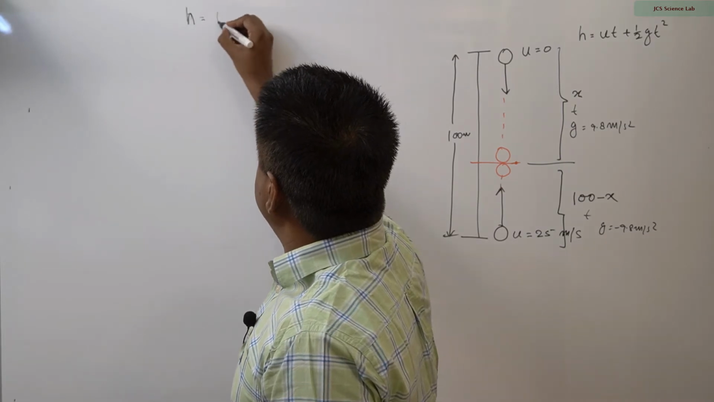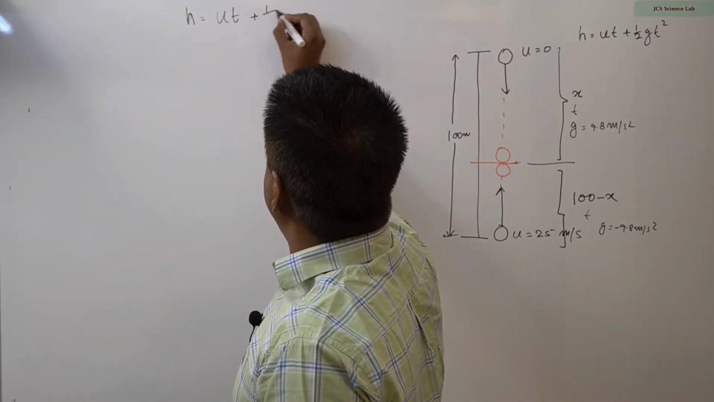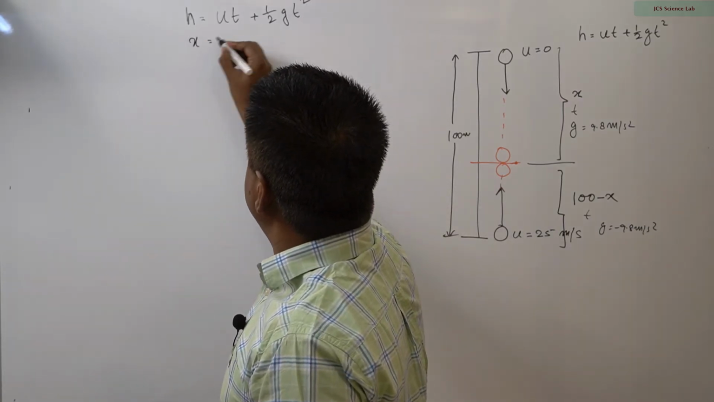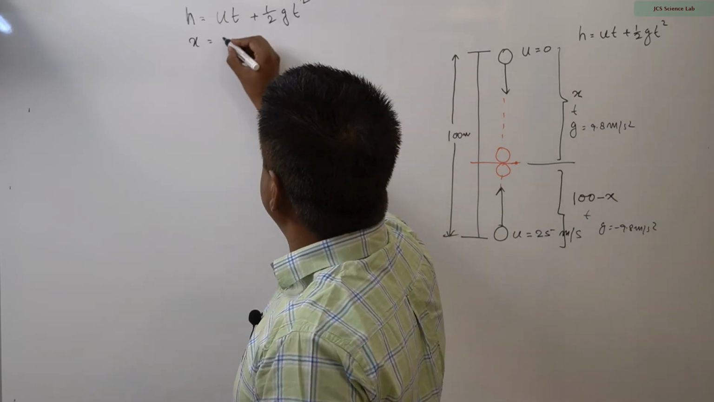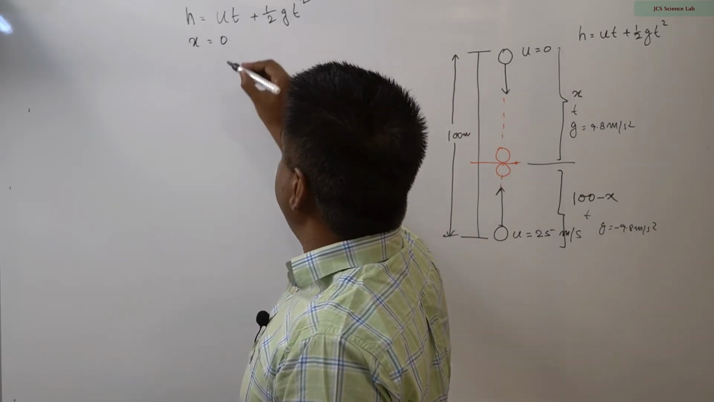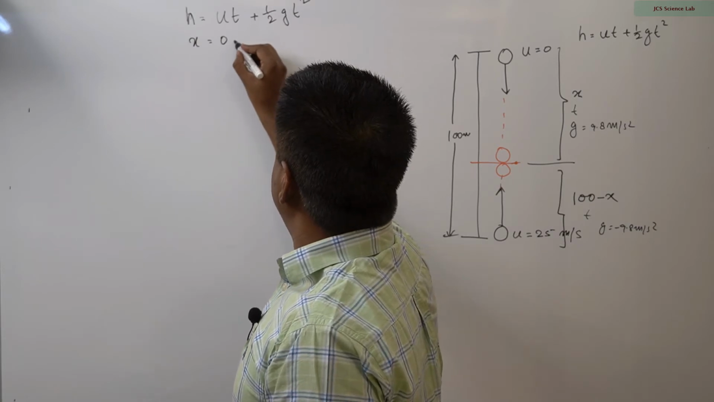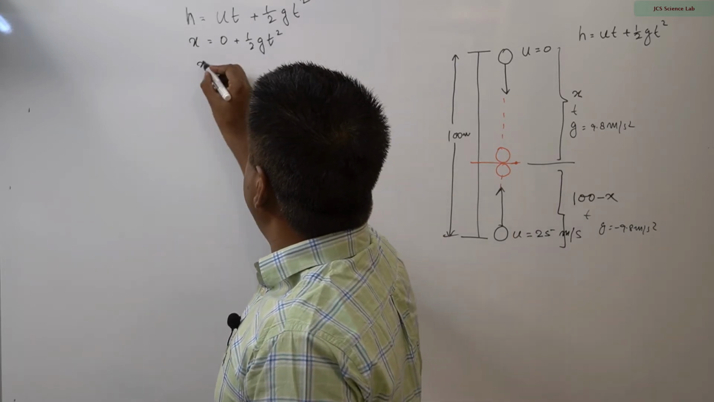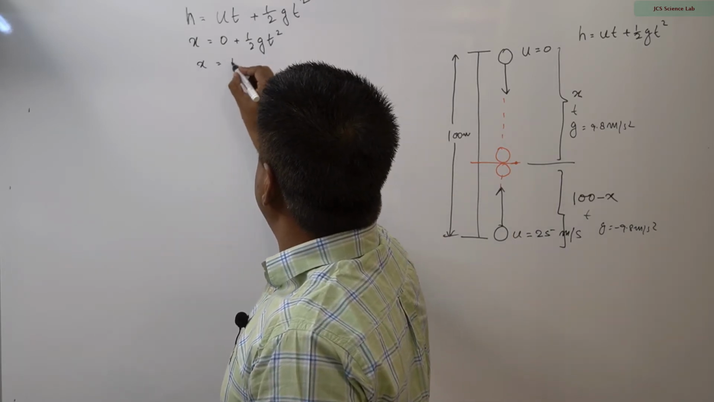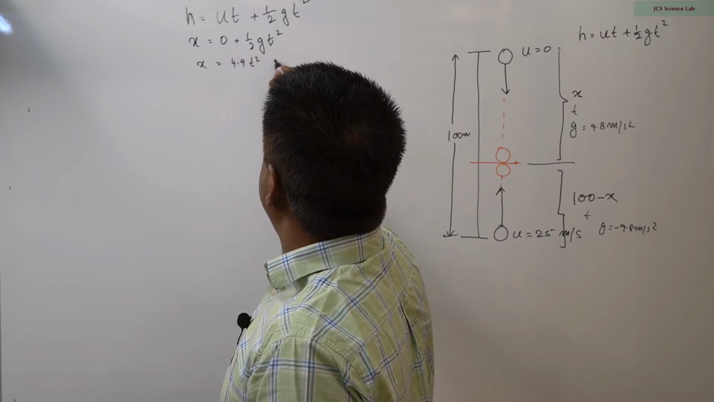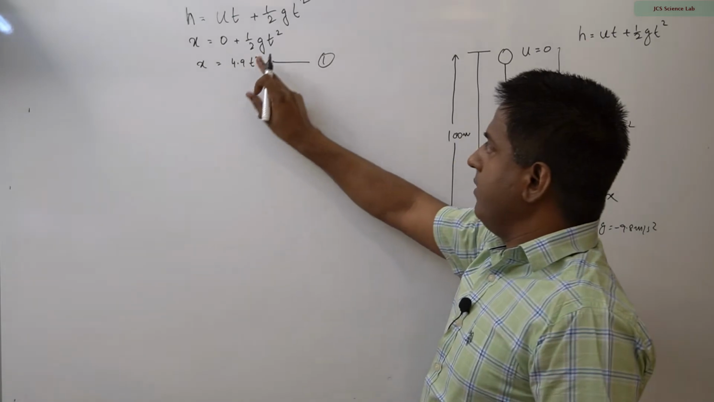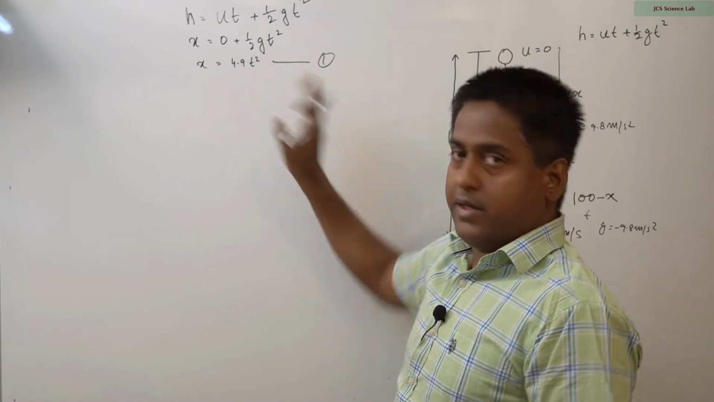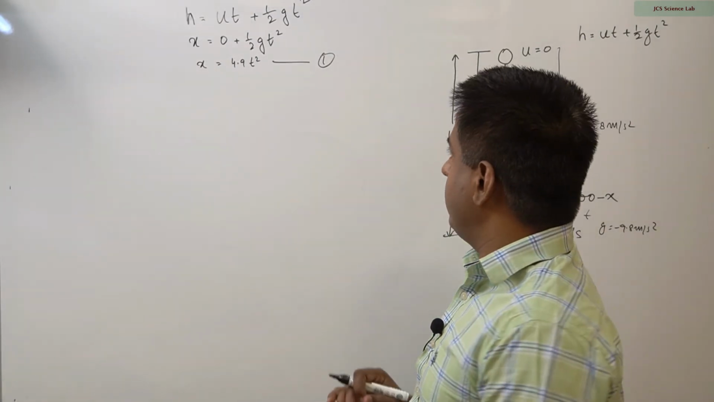h is equal to ut plus half gt square. h is x, u is 0. So u into t, 0 into t, 0, plus 1 by 2 gt square. It means that x is equal to 4.9 t square. 4.9 because g is 9.8, so 9.8 divided by 2, 4.9, and then t square. This is, let's say, equation 1.